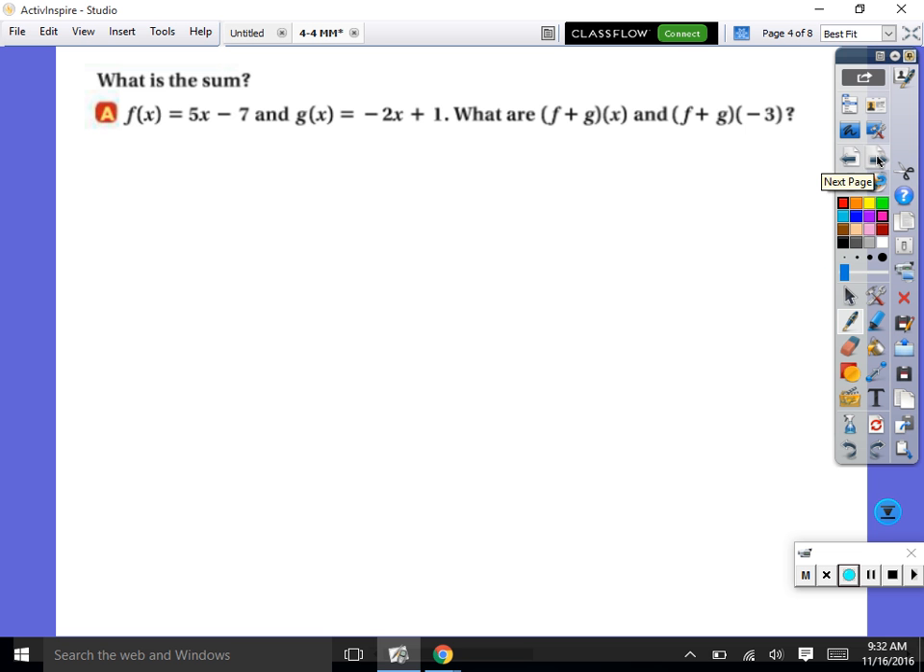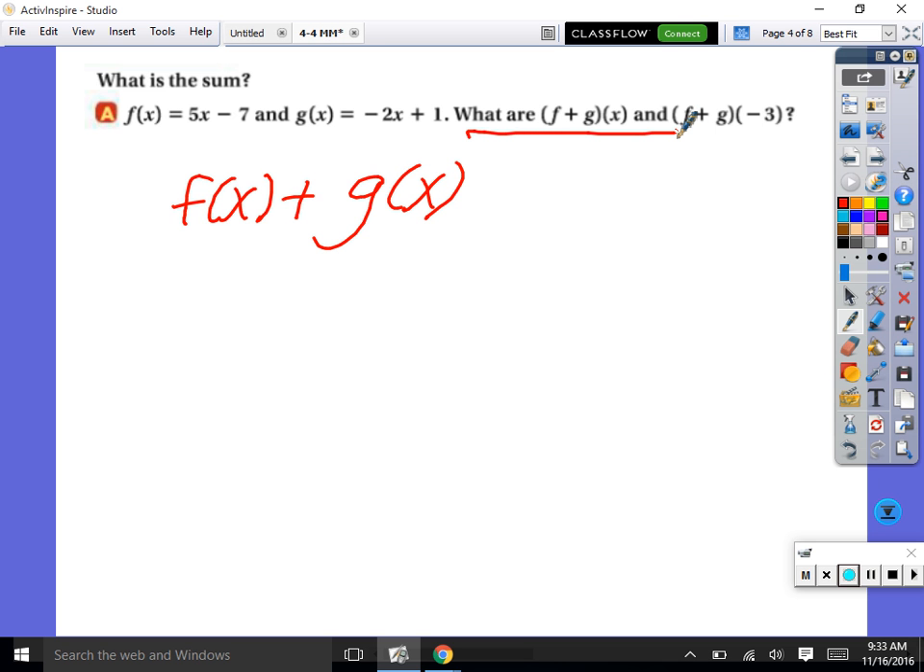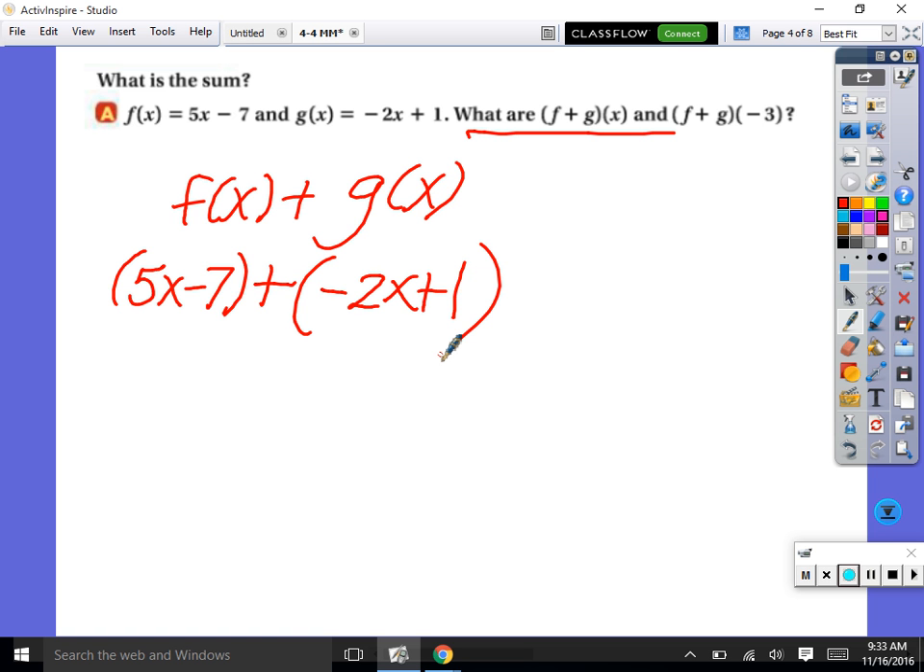Okay, so you've got to be able to do something a little bit different here. So it says, what is the sum? So sum means addition. We've got to know some of these keywords. What is the sum? It says, what's f of x plus g of x? That means sum, so f of x plus g of x is what we're doing here. So let's go ahead and do that. So f of x is 5x plus negative 7 plus g of x, which is negative 2x plus 1. Let's combine like terms.